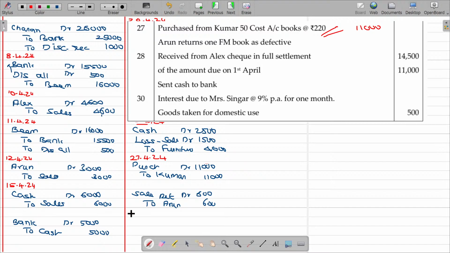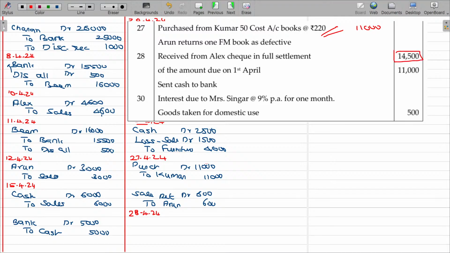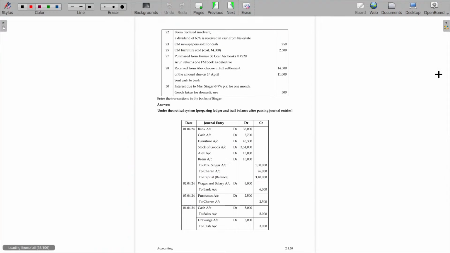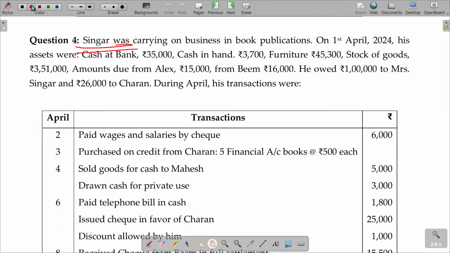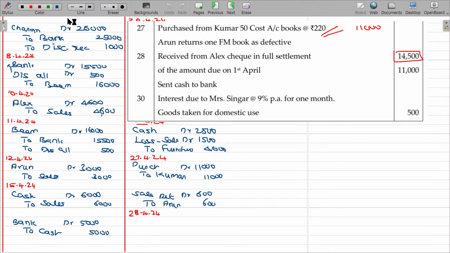28th April 24. What happens here? Received from Alex check in full settlement 14,500 of the amount due on 1st April. On 1st April, what is the amount we have due? 15,000. For that 15,000 rupees, we received 14,500. 500 rupees is pending here, or maybe discount.